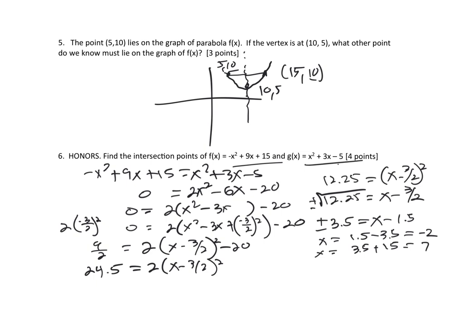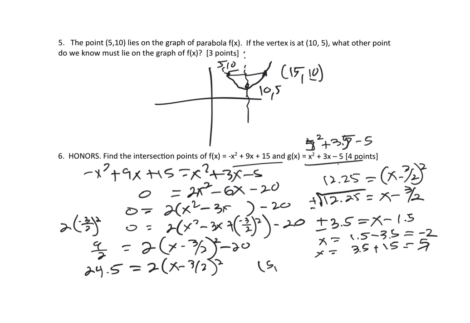When we plug in 5 to either one of our equations here, we would have 5 squared plus 3 times 5 minus 5, which gives us 25 plus 15 minus 5, which is 35. So we're going to have the point 5, 35.